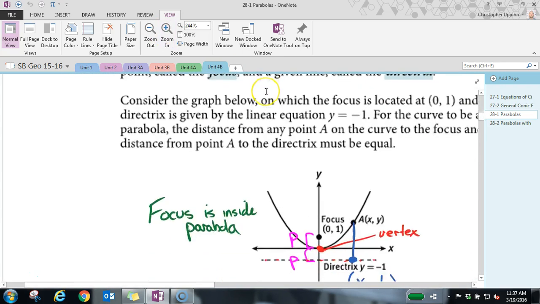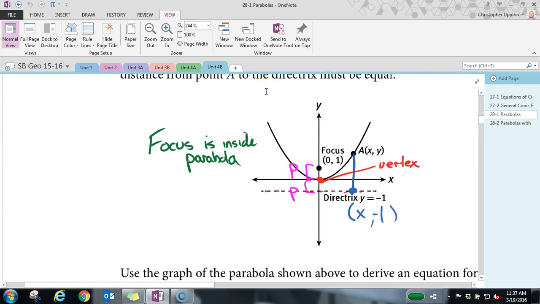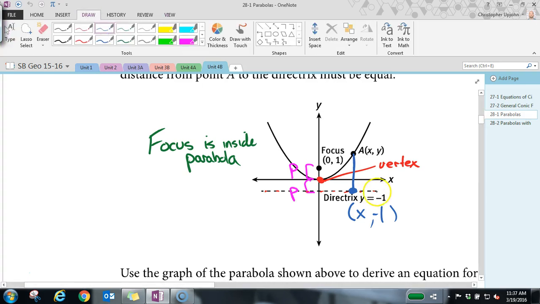If we look here, our directrix is an imaginary line. That's why it's dotted. So remember, y equals a number is horizontal. X equals a number is vertical. Our vertex is the bottom or the top or the side of the U, right here. And our focus is inside the parabola.